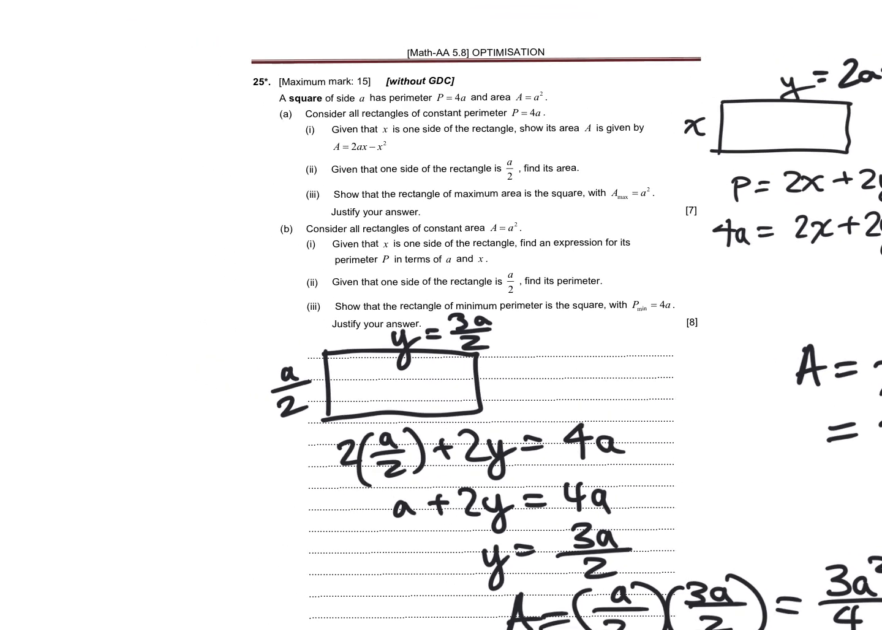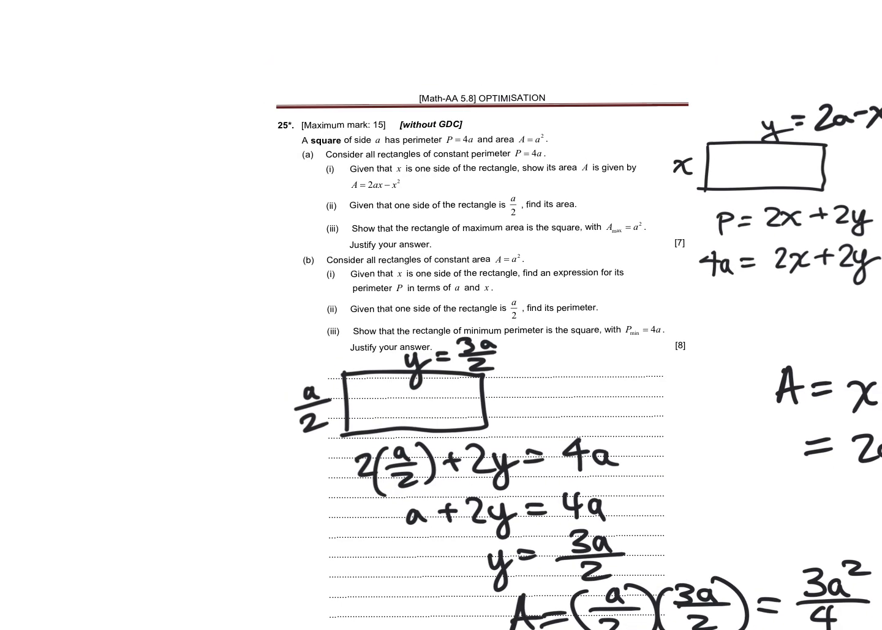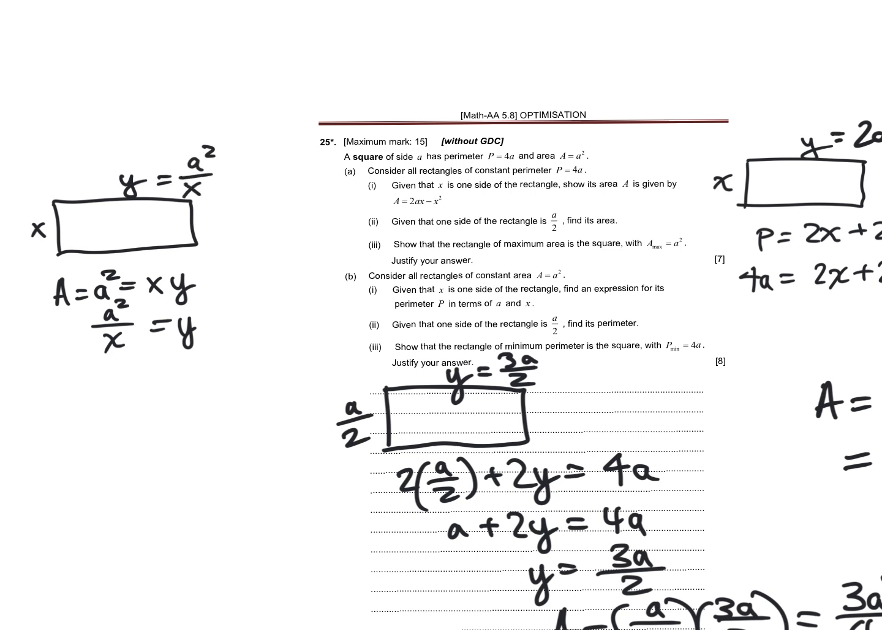Consider all rectangles of constant area a squared. Given that x is one side of the rectangle, find an expression for the perimeter. Okay, so we've got x and y. So the area, which is a squared, equals x times y. So y is a squared over x. So the perimeter is 2x plus 2a squared over x.